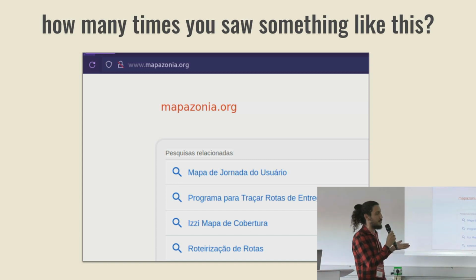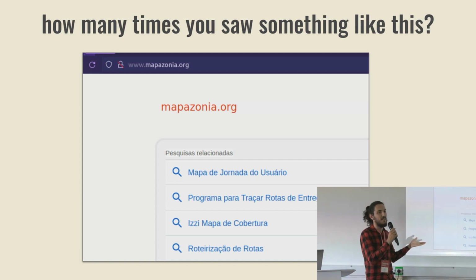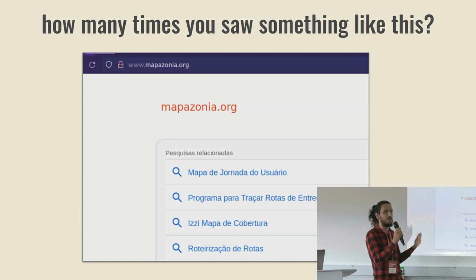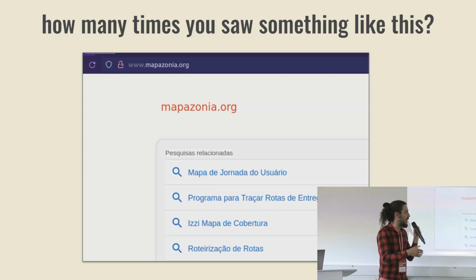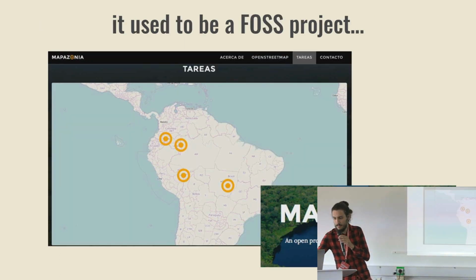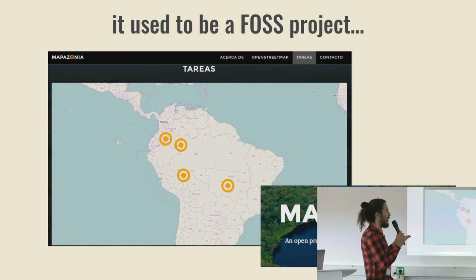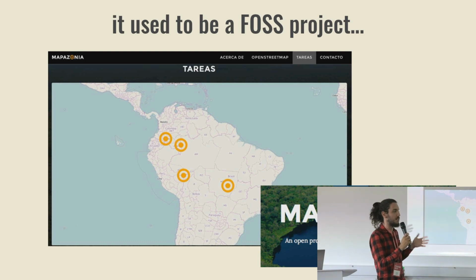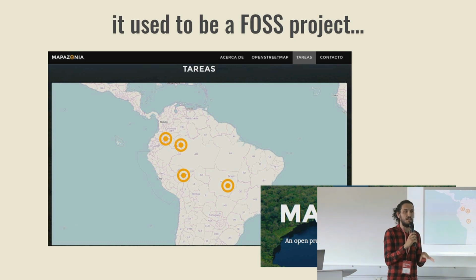How many times have you seen something like this, where the domain doesn't exist anymore when you try to go to a site? There's the case of this one. That used to be a false project. The name was Mapazonia. That was for sharing projects of collaborative mapping using OpenStreetMap of Amazonia.